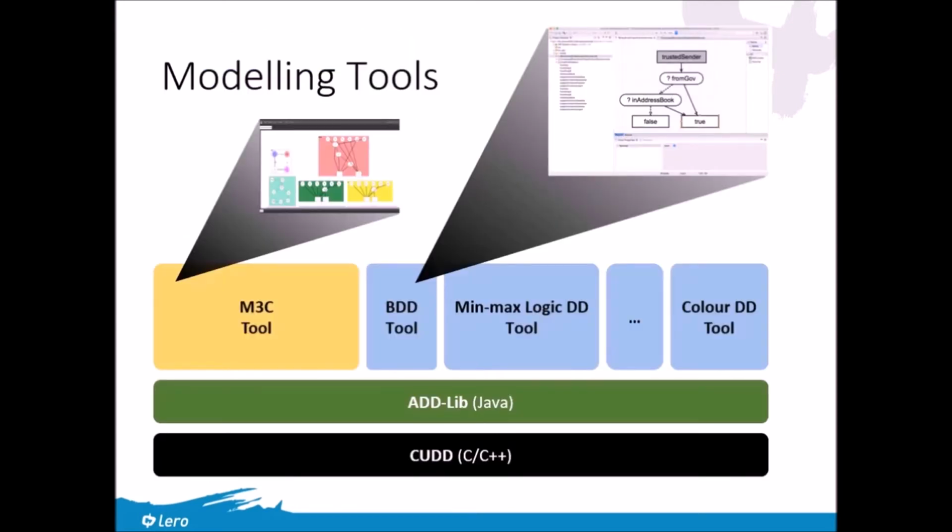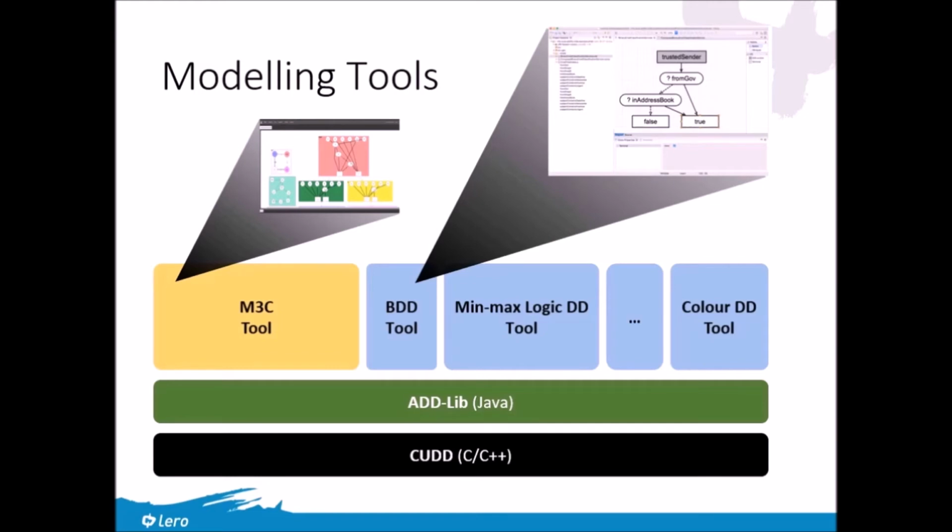Here you see a visual example of the infrastructure or architecture. At the bottom corner is CUDD, or C, C++ libraries. ADD Lib is essentially a Java wrapper of the CUDD, so it allows programmers to program in Java, which is then translated into C or C++ before being compiled.